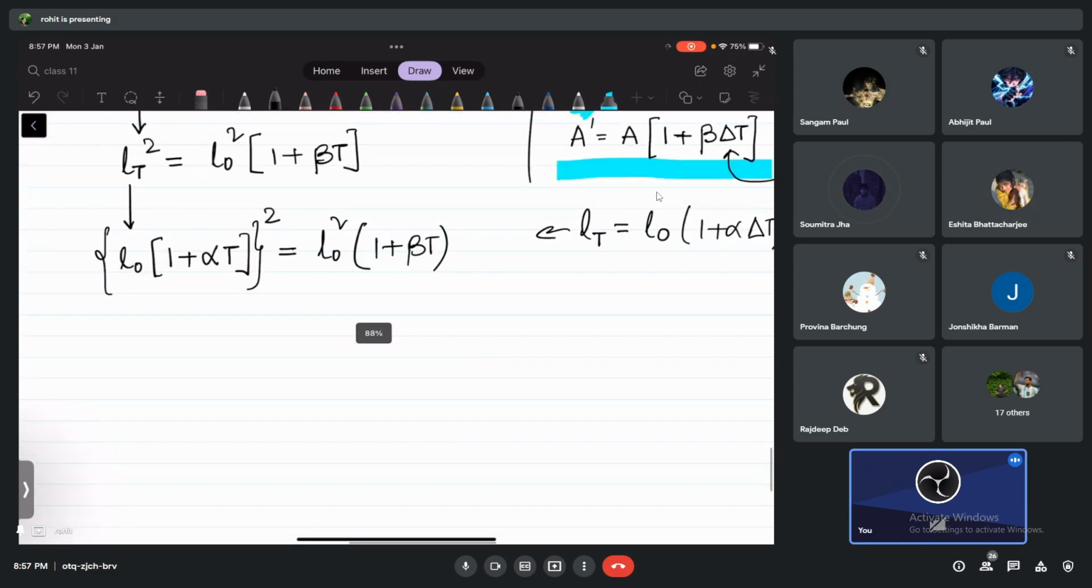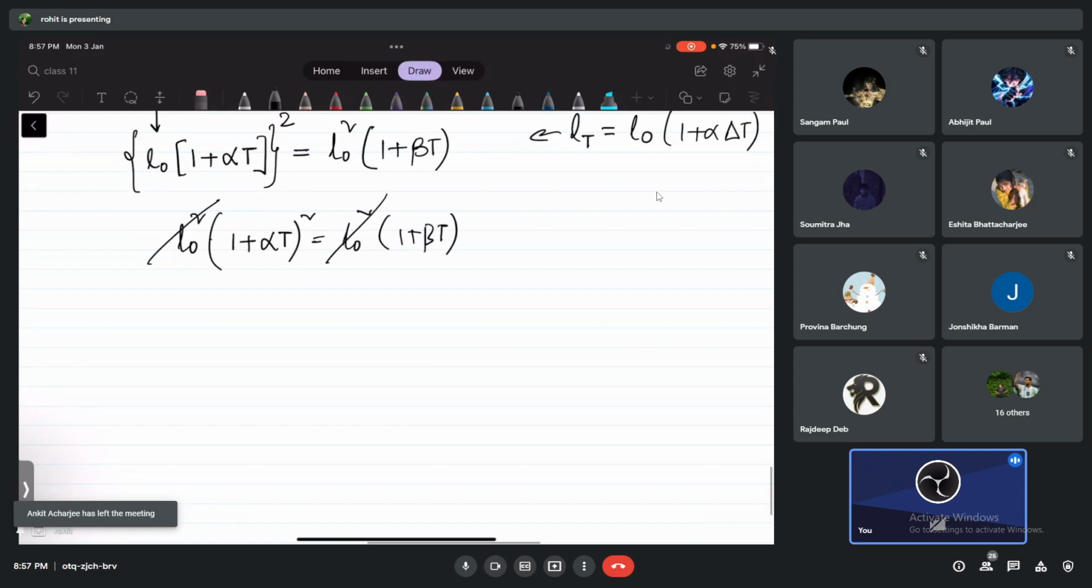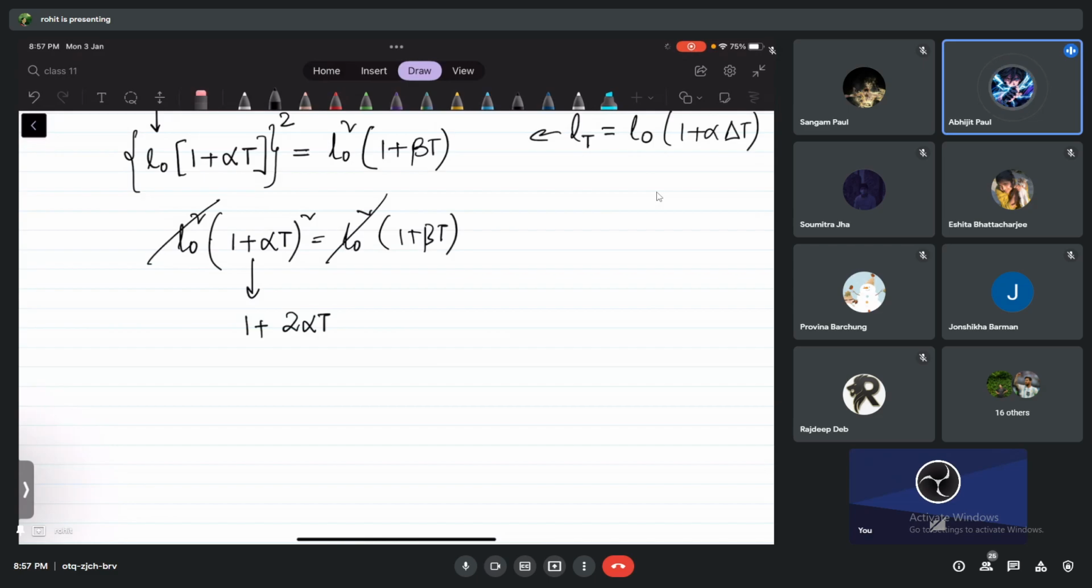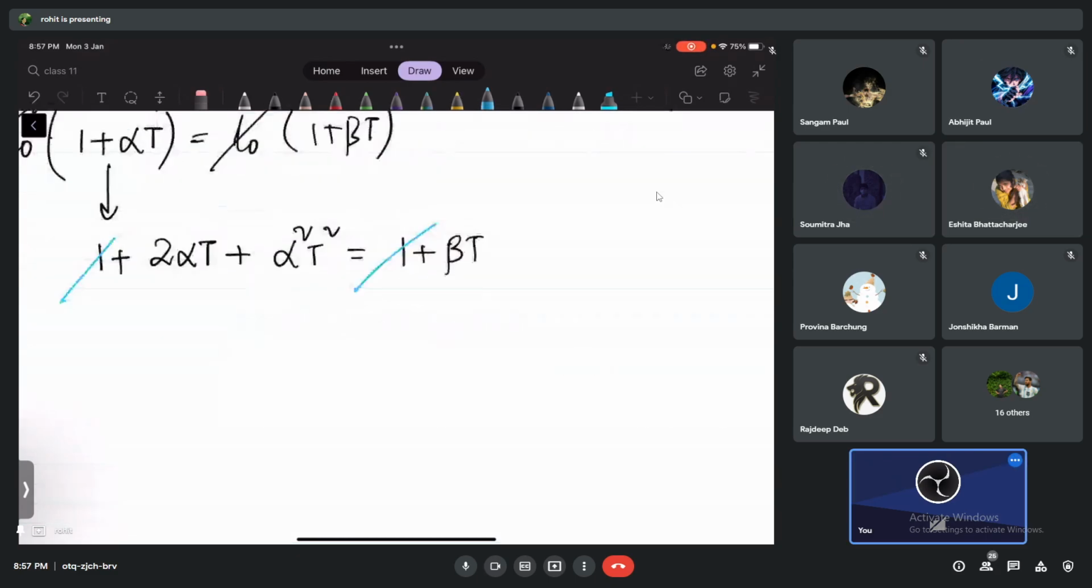So let's square it. What will I get? L naught square, let's give the bracket, 1 plus alpha t, whole thing square, equals L naught square times 1 plus beta t. So these two get cancelled. Let's expand this one: 1 plus twice alpha t plus alpha square t square, equals 1 plus beta t. Let me cancel 1 and 1. We can do that.